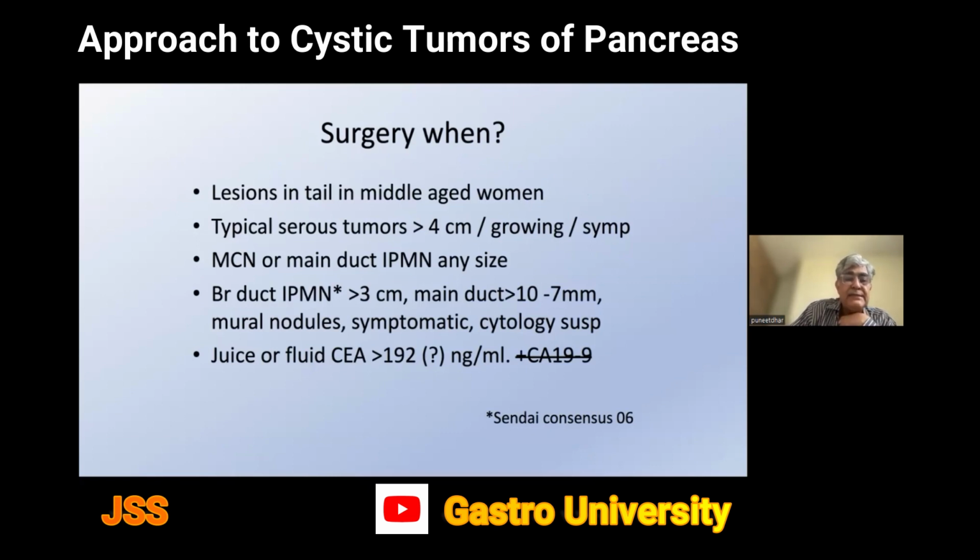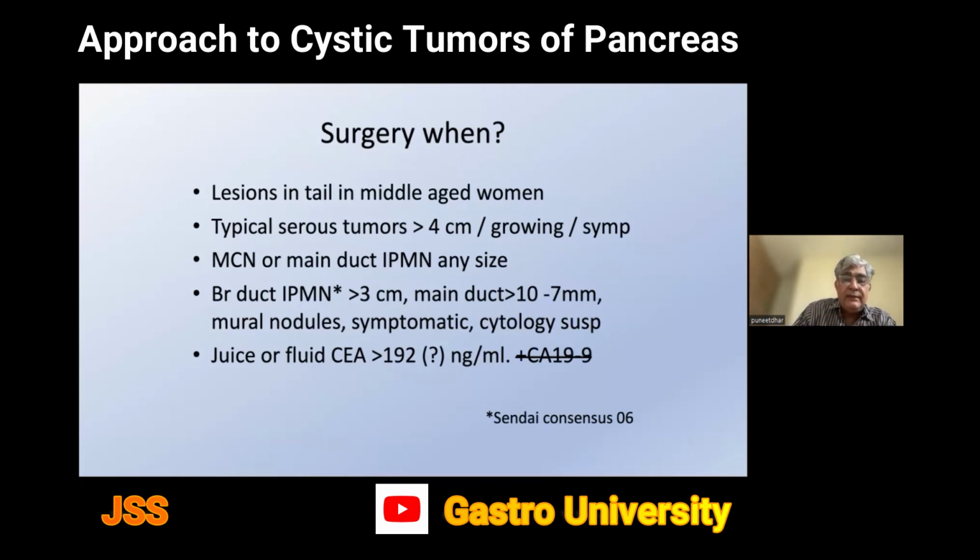Branch duct IPMN has slightly more strict criteria: if they are larger in size or increasing in size on follow-up, where they're associated with main duct enlargement, dilatation. If there are mural nodules within the branch duct, especially if they are vascular, if they are symptomatic branch duct IPMNs, or if the cytology is suspicious, they all need surgery.